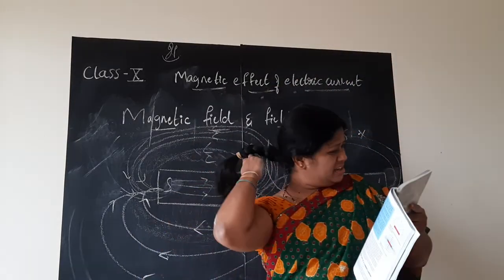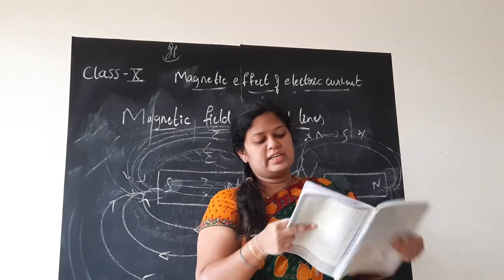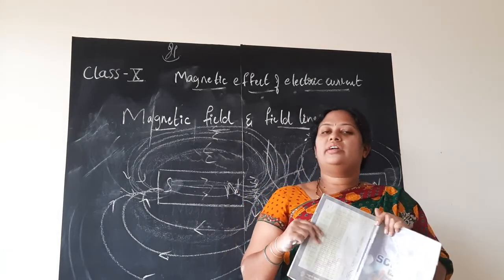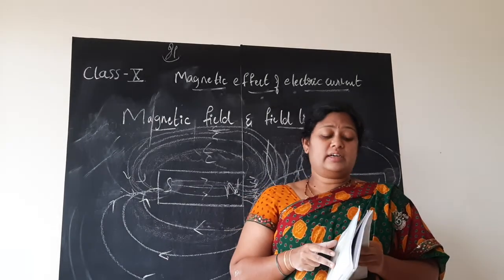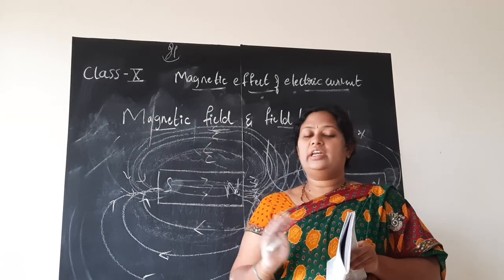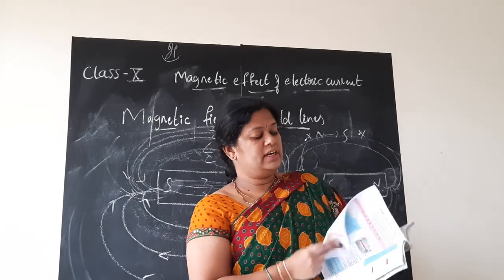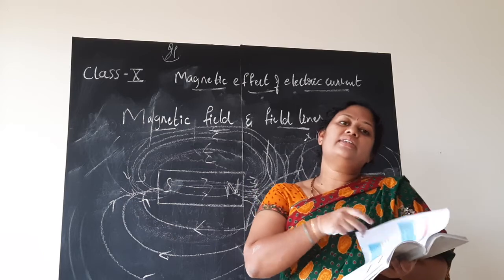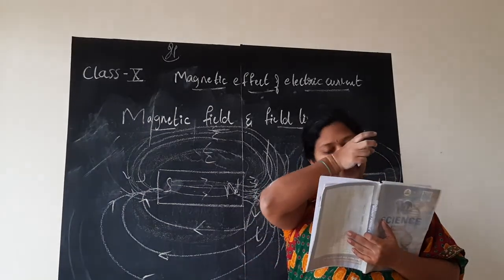As far as your textbook is concerned, children, here on the first page you have been given the activity. Activity 13.1. You know about the reduced portions for this academic year due to this pandemic. Regarding this lesson, magnetic effect of electric current, there is no change in any topic of this lesson, but the activities you see, activity 13.1, 2, 3, 4 and 5, all these activities have been suggested for the home activity.